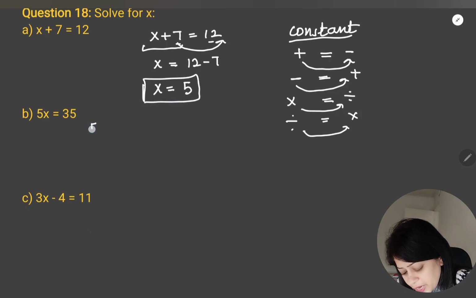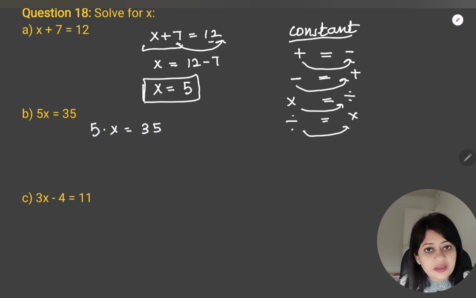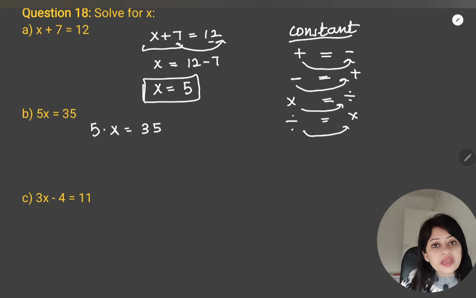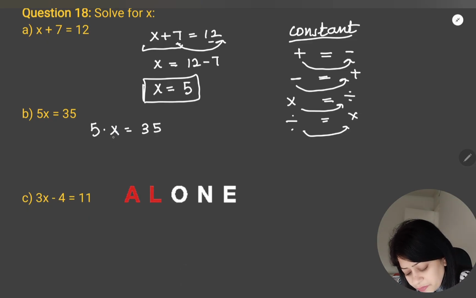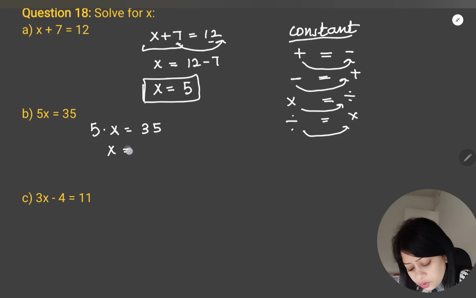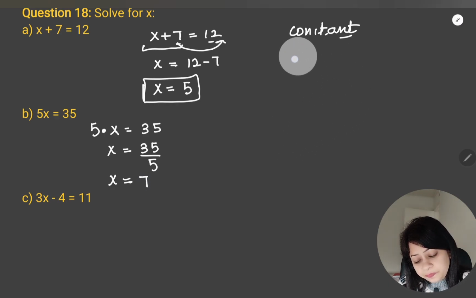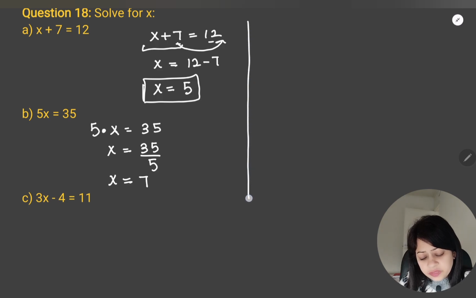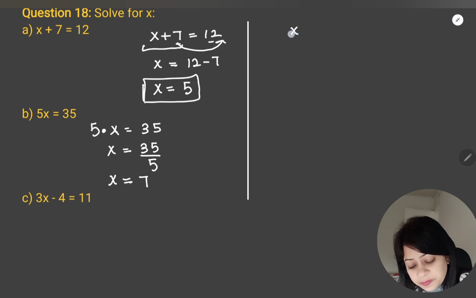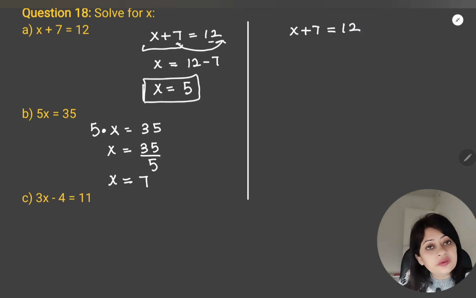Like here, 5 times x is equal to 35. 5x means 5 times x. Now x says, I want to live alone. So who is there with x? 5. But x will say go to the other side. Then 5 will go to the other side. But something that is in multiplication goes in division. So x is equal to 35 divided by 5. It will become 7. Okay. But these two questions I will do with another method as well. What is that method? x plus 7 is equal to 12, right?